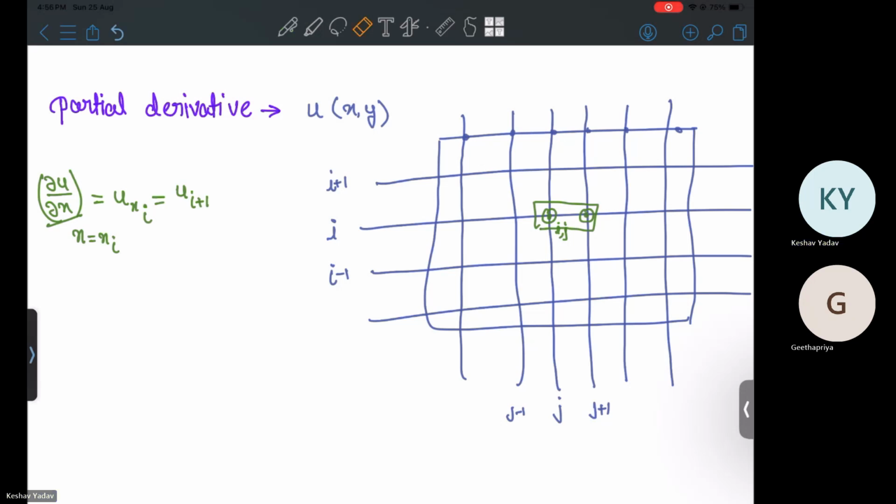Okay, so this is my j rather than row. This is j. That way also you can assume, but so that we do not confuse, this is my i. So u i plus 1 comma j minus u i comma j, divided by this difference, which, if it is a uniform grid, will come as delta x.